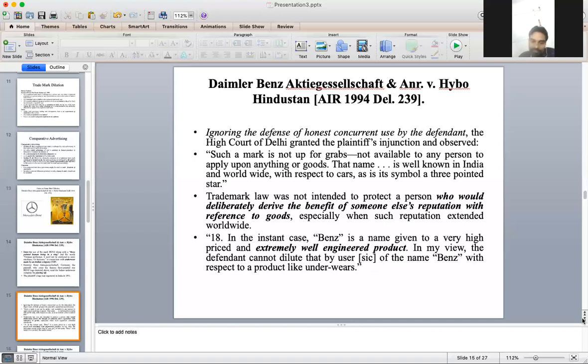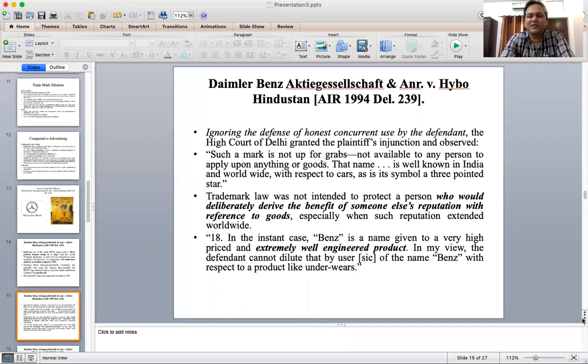And this very symbol, that is the logo, as well as the name, is very famous here in India in relation to cars. So trademark law was not intended to protect a person who would deliberately derive the benefits of someone else's reputation with reference to goods. This is the fair policy embedded in trademark law, that it doesn't promote these kinds of uses which are against the fair practices of trade. Especially when such a reputation extends worldwide, it means it has a very well-known reputation.